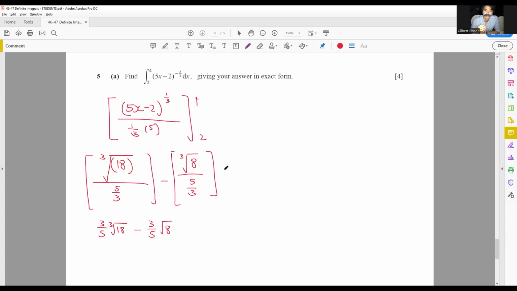Okay? And since the question actually never mentioned what specific format they want it to be, this can very well be the exact answer already. Oh, sorry. I noticed that this one can be simplified. So this should actually become 2 times 3. You will get 6 over 5. Then this will be your exact answer. Cube root 18 cannot be further simplified. So this should be your exact answer here.